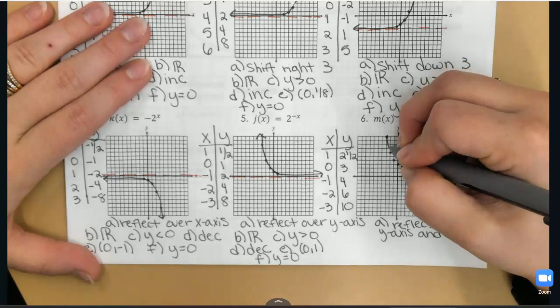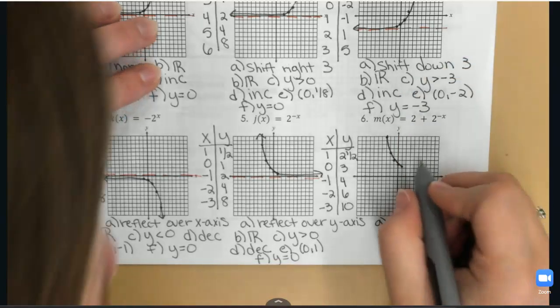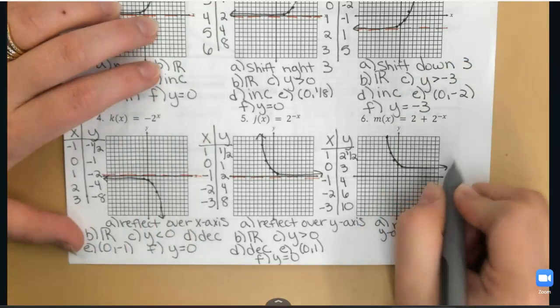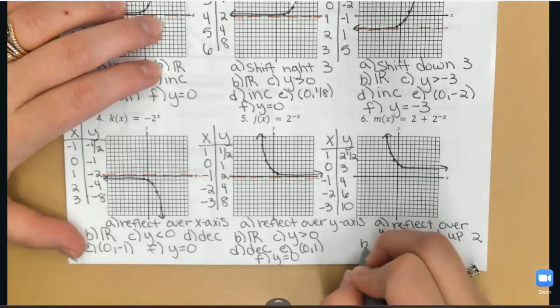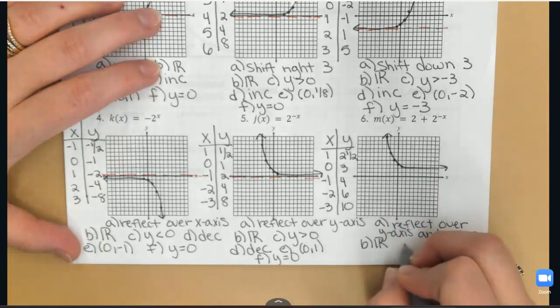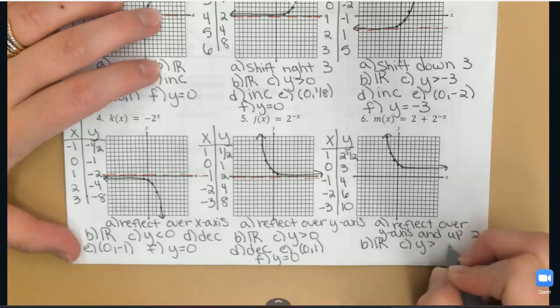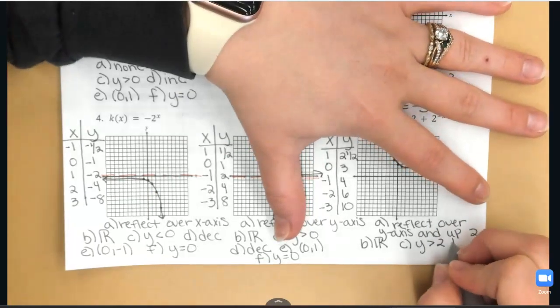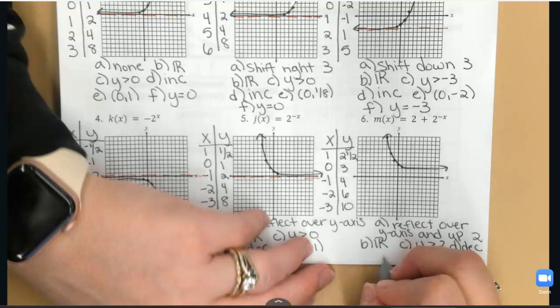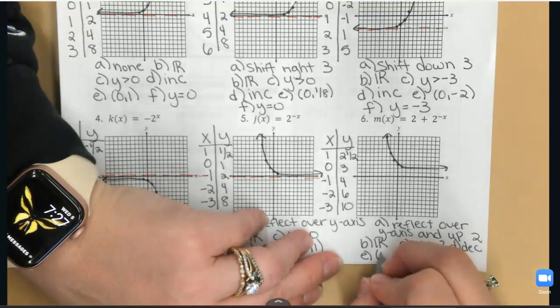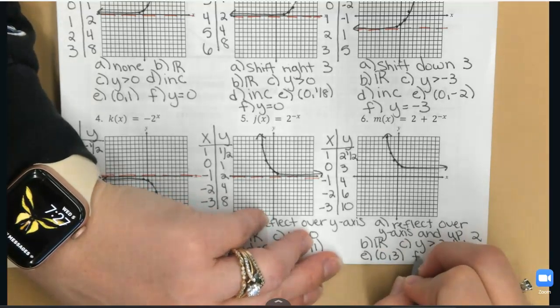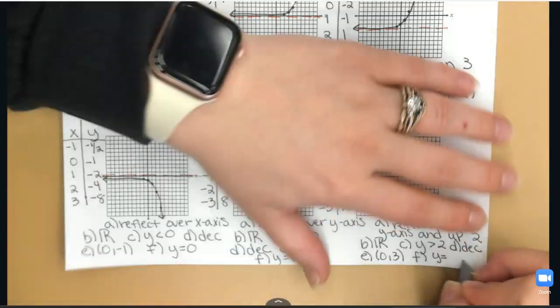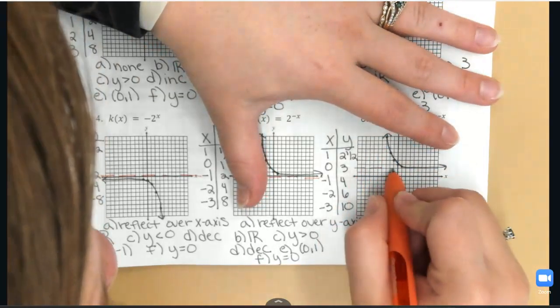And here is our new graph. This one still has a domain of all real numbers. My range is now y values greater than 2. We still have a decreasing graph. Our y-intercept is now at (0, 3). And my horizontal asymptote has also shifted to y equals 2. That horizontal line.